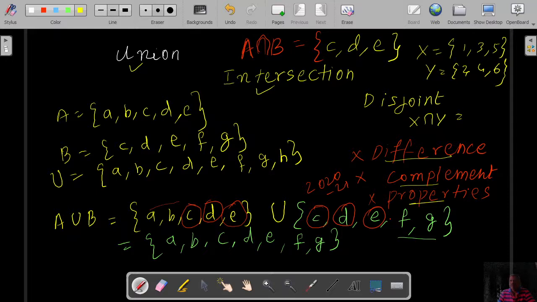Even numbers 2, 4, 6 are possible. Odd numbers 1, 3, 5 are possible. If you take the intersection of both, what will be there? It will be nothing but a null set. So when you take two sets and you have nothing in common, that time we call that disjoint. So I have explained to you these three main things.